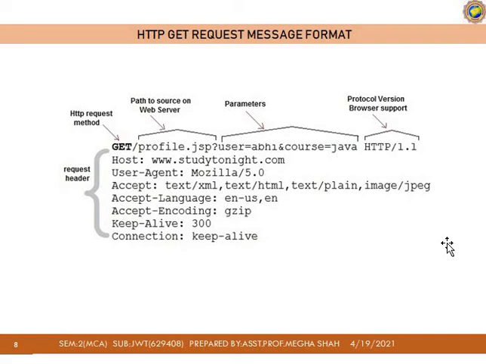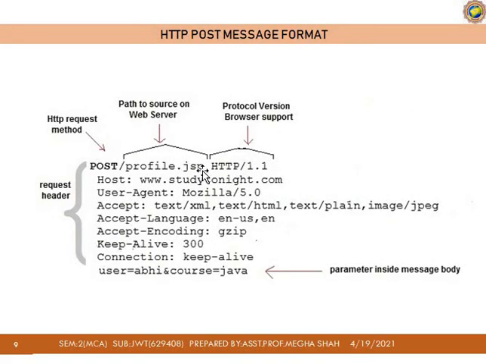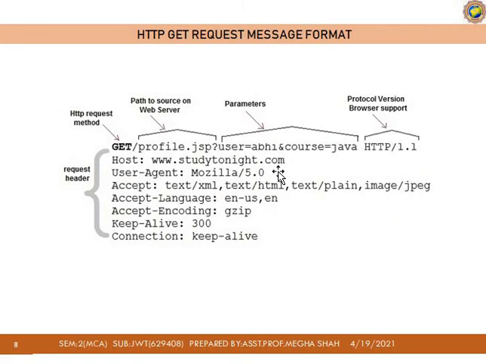Now, this is the HTTP message format using the GET method. See here, this is our URL. In the URL, all the information of user and course, simple plain text, is visible in the GET method, while in the POST method this kind of information is not visible. So that is the difference.